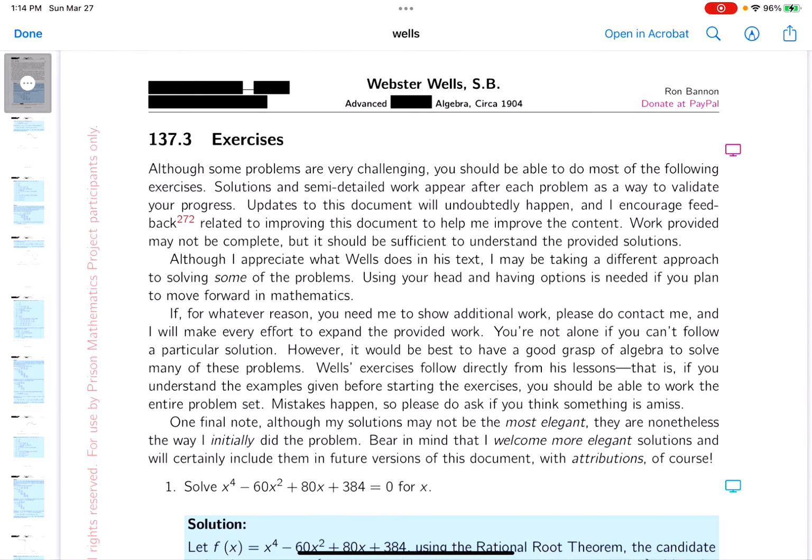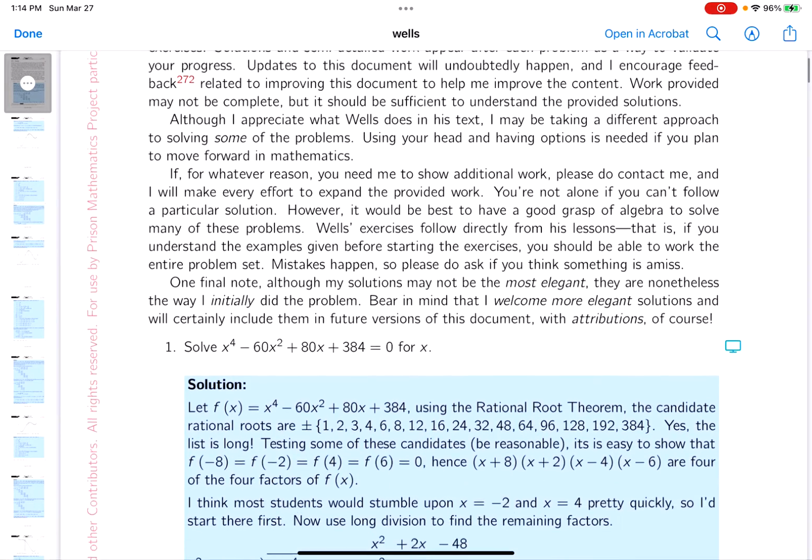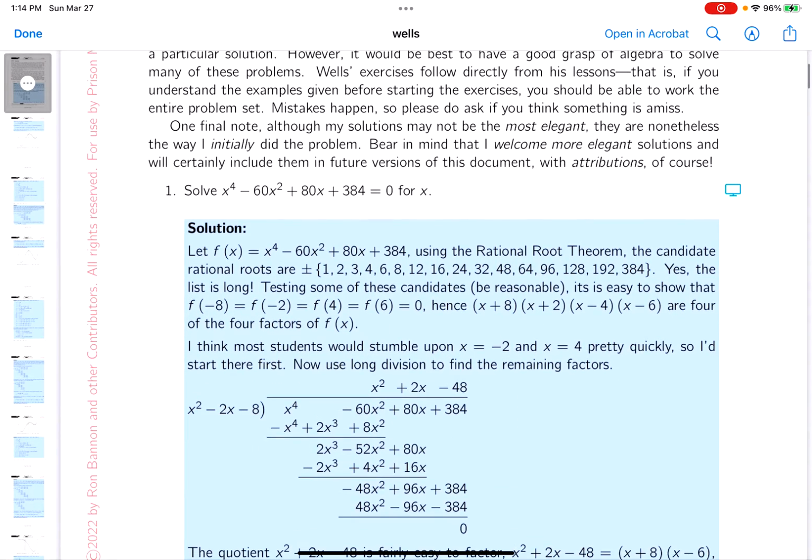Okay, 137.3, the exercises. We'll start with problem number one. Certainly, I'm going to outline what we've done in the past. We've used the rational root theorem in an attempt to factor the problem. My suspicion is that you could list the candidate rational roots out pretty quickly and start testing them.